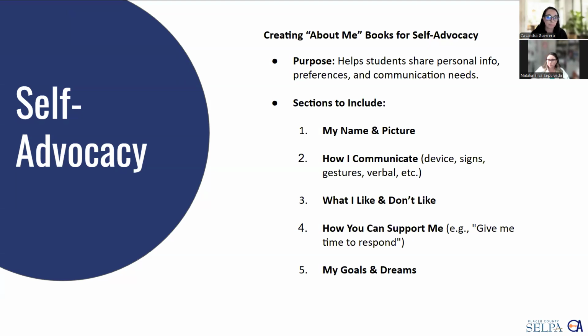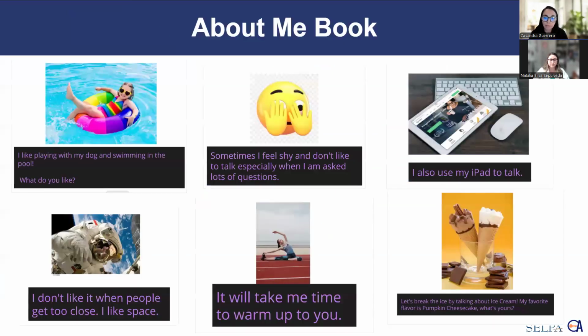So on the next slide, I have some examples of an About Me book from a student I worked with recently. And these are just a few of the pages. He chose the font, colors, and everything, and the pictures. But it says things like, I like playing with my dog and swimming in the pool. What do you like? Sometimes I feel shy and I don't like to talk, especially when I'm asked lots of questions. I also use my iPad to talk.